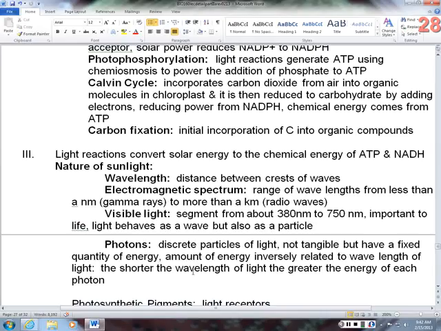We've got the electromagnetic spectrum, which is a range of wavelengths. So you've got really small ones that are just in nanometers that are going to be your gamma rays. And then you've got really big waves at the other end that are more than a kilometer. Those are going to be your radio waves. And visible light is a very small section of it that is going to range from about 380 nanometers to 750 nanometers.